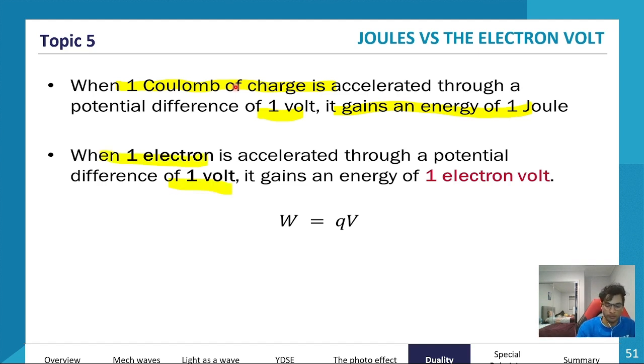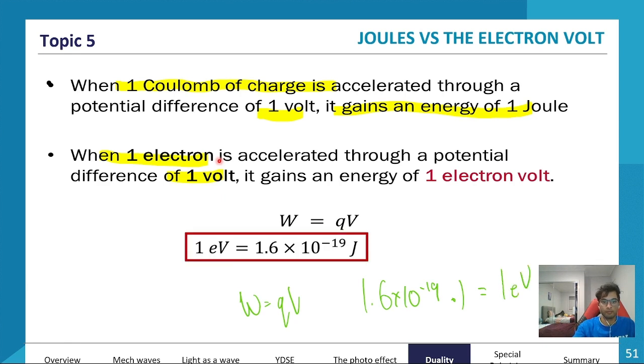So again, we have W is equal to QV. The charge of the electron is 1.6 times 10 to the negative 19. The voltage is 1, in this case of electron volts. And all of this is equal to 1 electron volt.